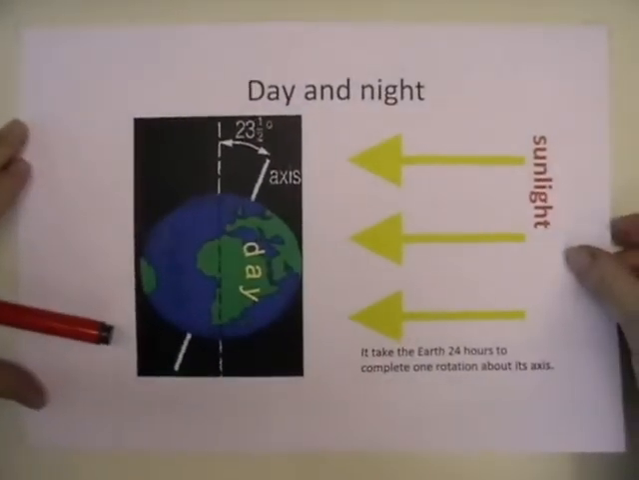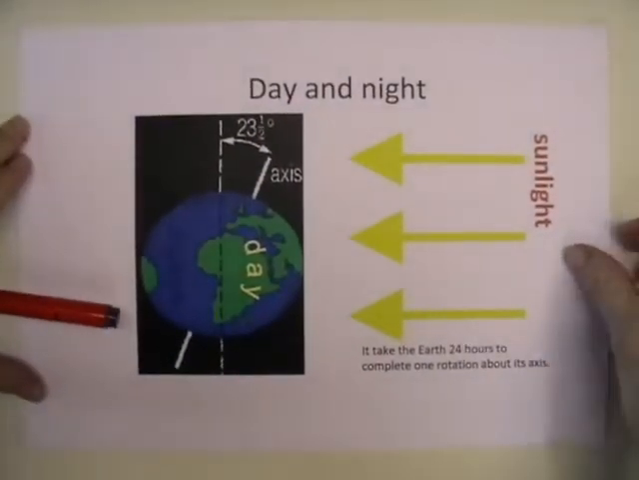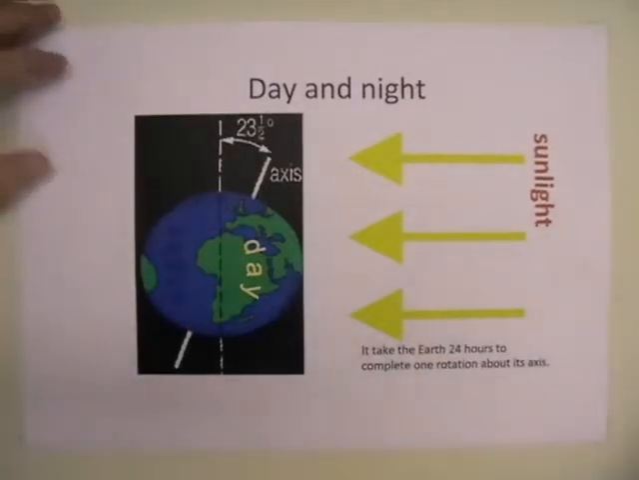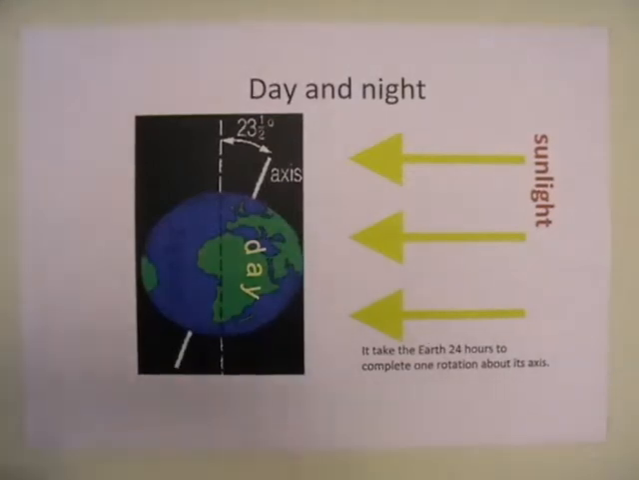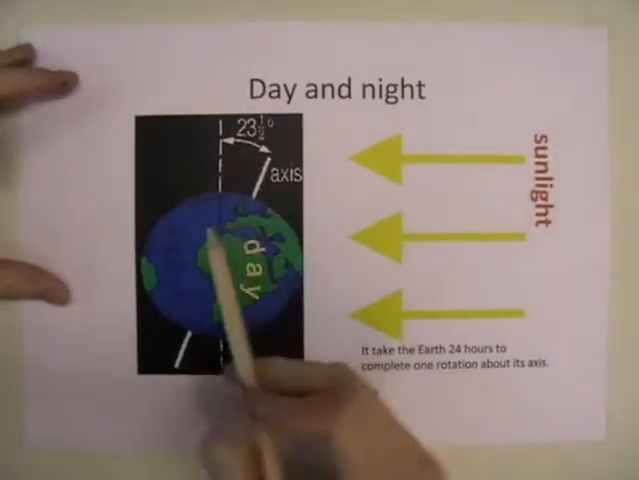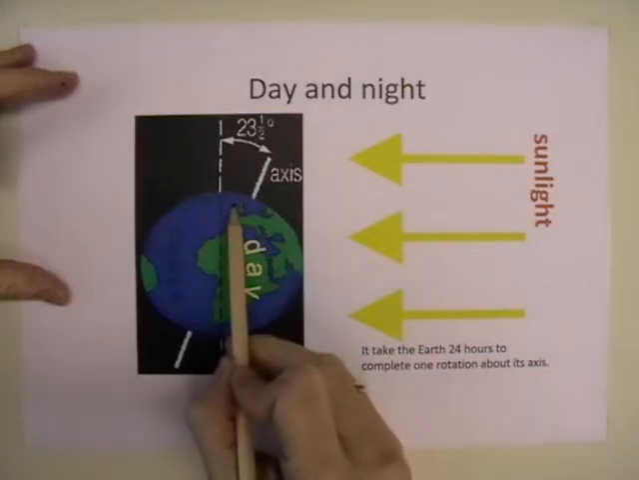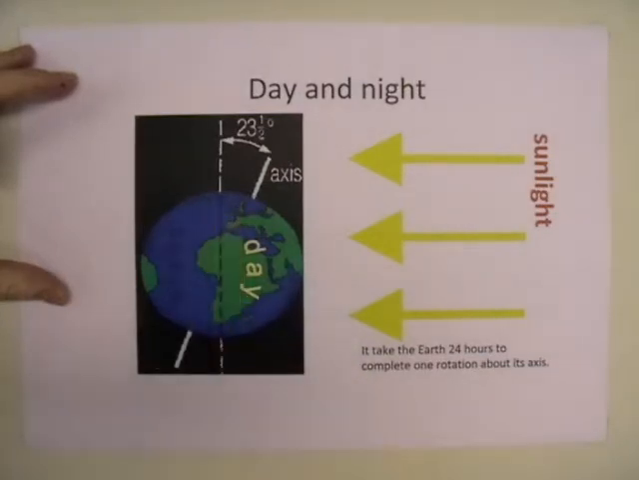So this diagram shows us how we have day and night. We are tilted, there we are, at 23.5 degrees. And you can see Ireland there, or maybe you can't, but it's fairly small here. And we are about 55 degrees north of the equator.